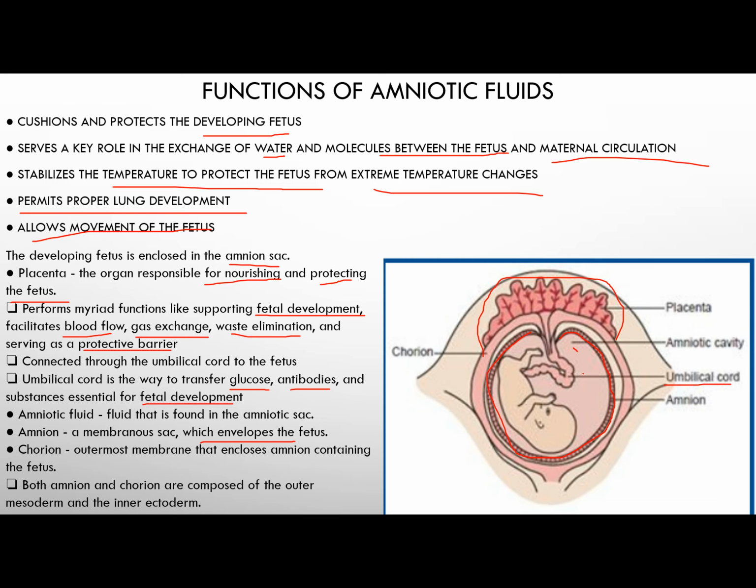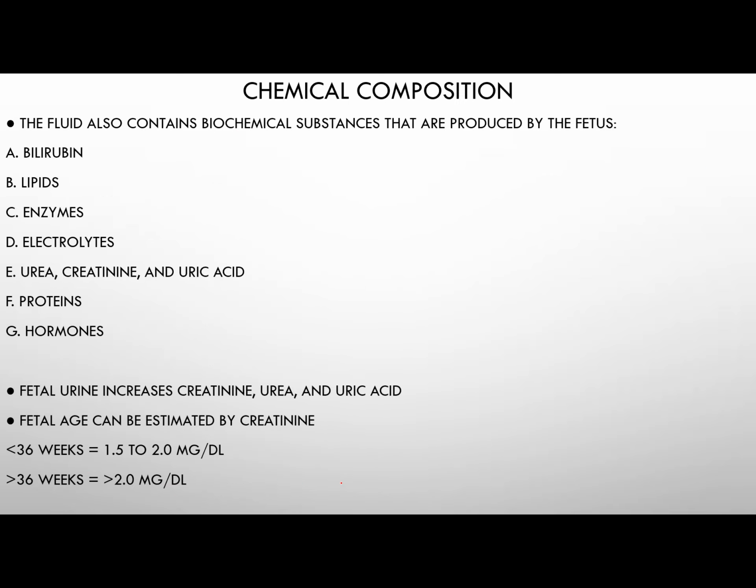Inside the amnion is your amniotic cavity. And inside this amniotic cavity, you would find your amniotic fluid. Then we have your chorion. Chorion, class, is the outermost membrane that encloses the amnion containing the fetus. So ito naman yung chorion nyo, class. Chorion is the one enclosing the amnion. So siya yung nagpo-protect sa amnion. Both amnion, class, and chorion are composed of the outer mesoderm and inner ectoderm.